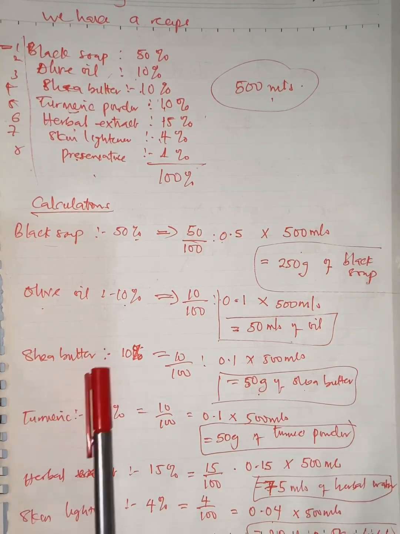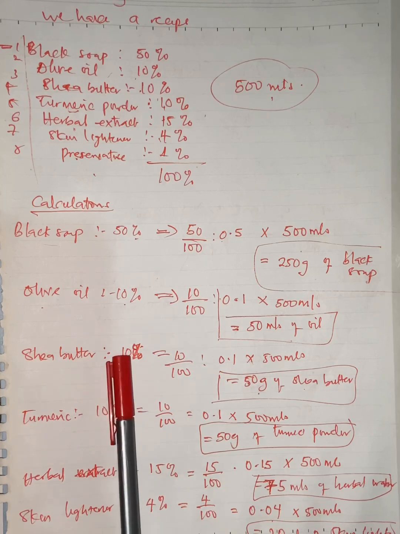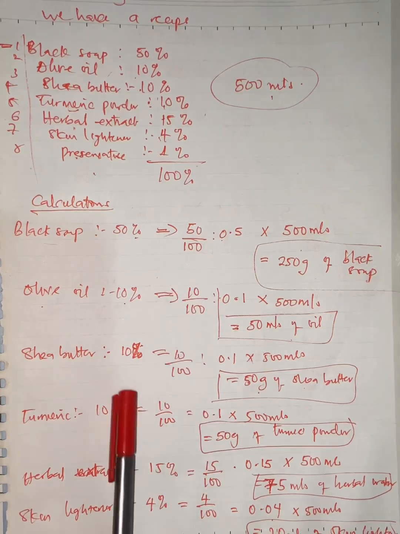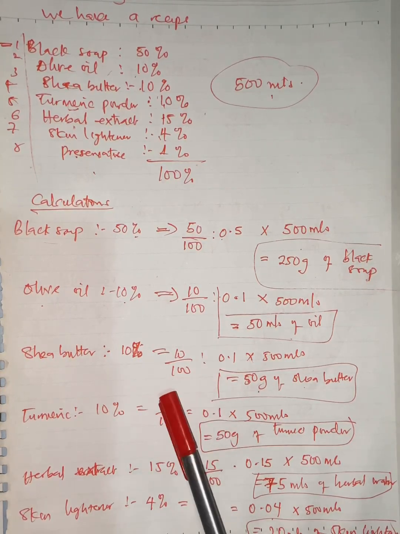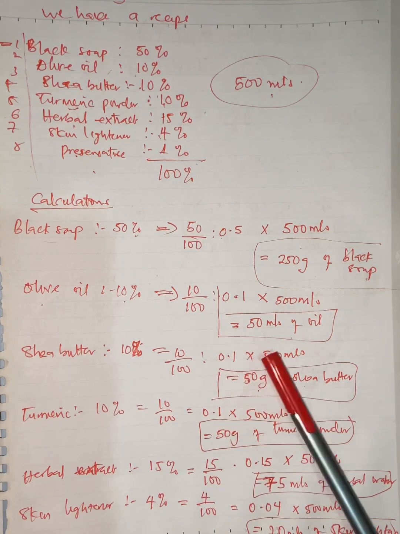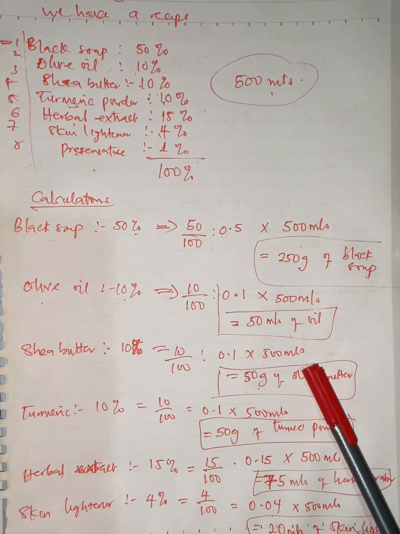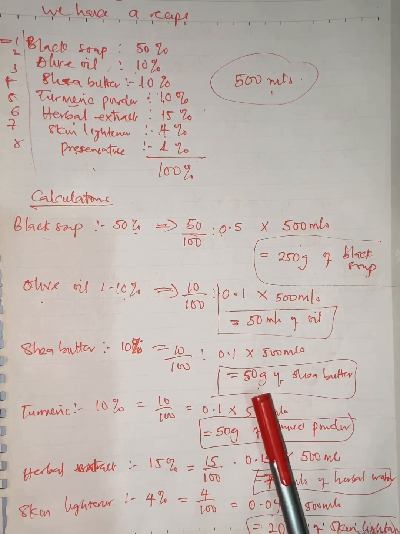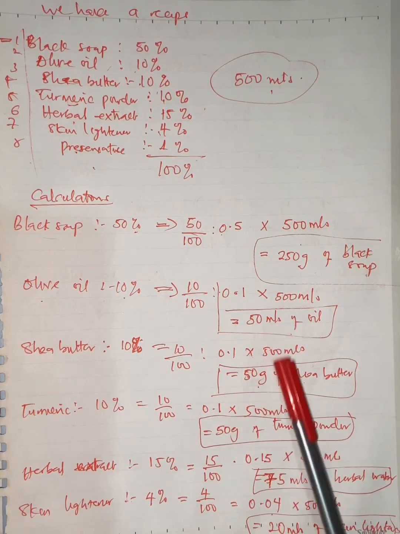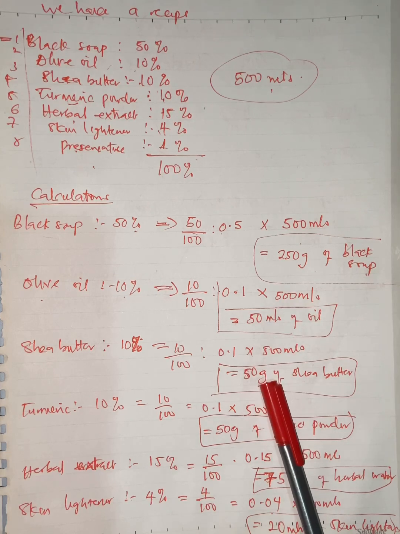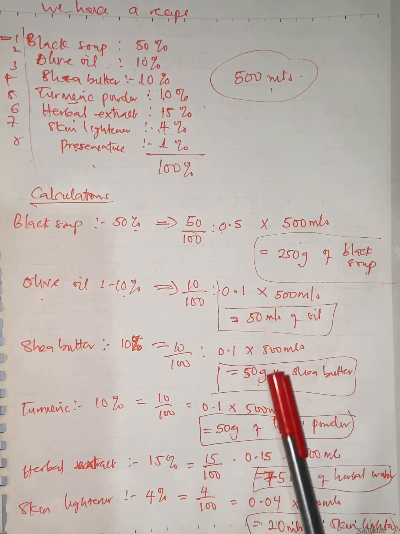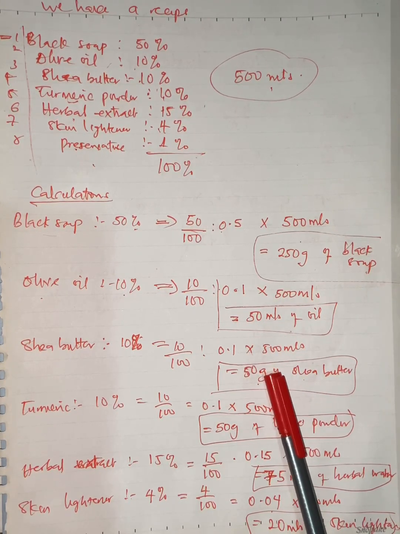For shea butter as well, we are asked to do 10% shea butter. The same thing: you do the percentage, 10 over 100, that is 0.1. Now 0.1 times the total amount of product to be produced, which is 500 mils. So that will give us 50 grams. And here you get the concept of grams and mils. You see here I use mils, and here I use grams, even though it is the same 50.